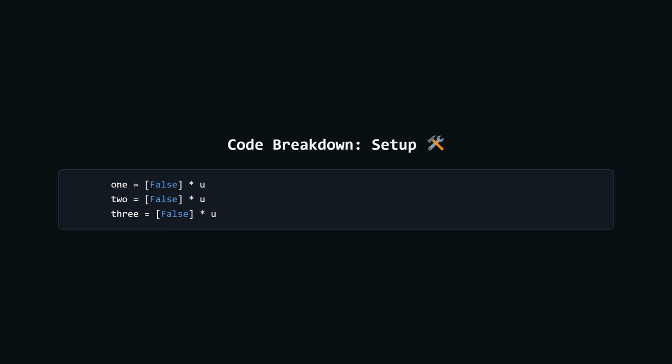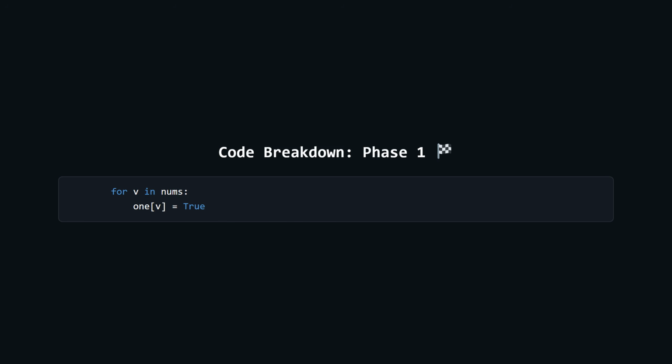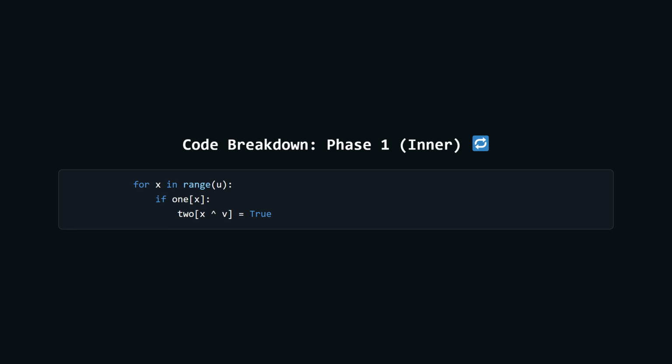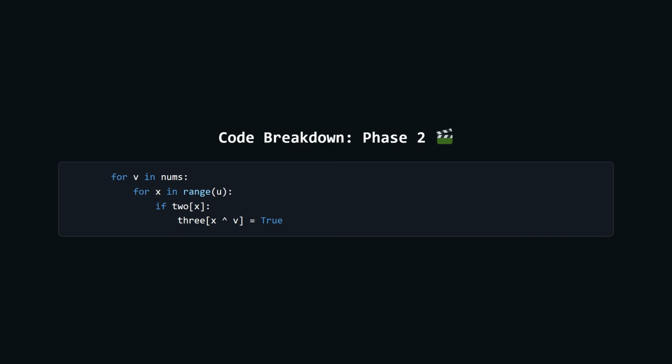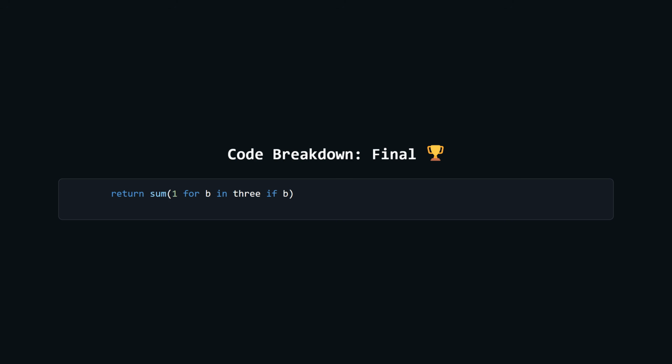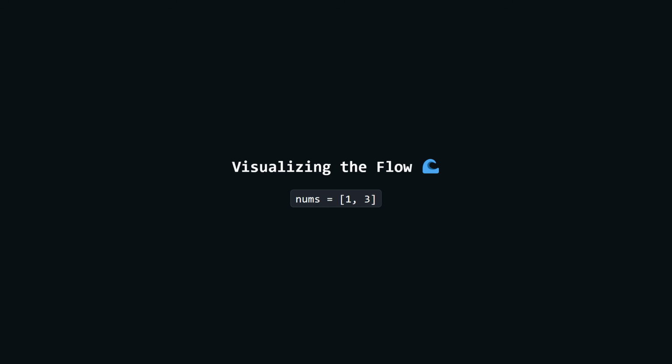Just like before, after finding our bound, we create our 3 Boolean arrays. In the first main loop, for every number v, we mark it as seen in the list called 1. Inside that same loop, we iterate through all possible values x. If x is marked true in list 1, we combine it with v and mark it as true in list 2. Then we have a second main loop doing the exact same logic, but moving valid combinations from list 2 into list 3. Finally, we just count how many true flags are in list 3 and return that as our answer. Let's quickly visualize how these lists build up for our simple example.